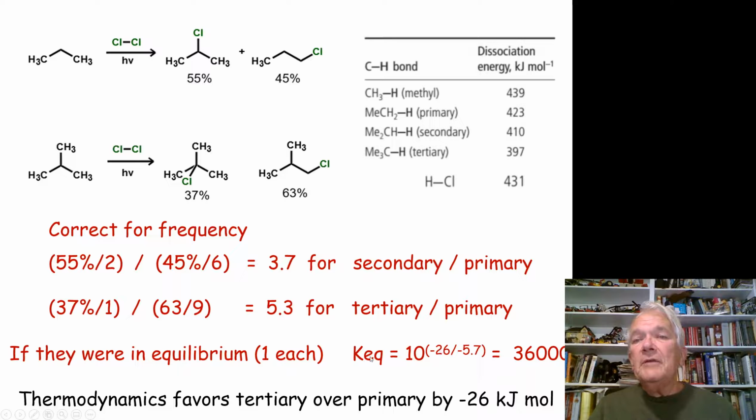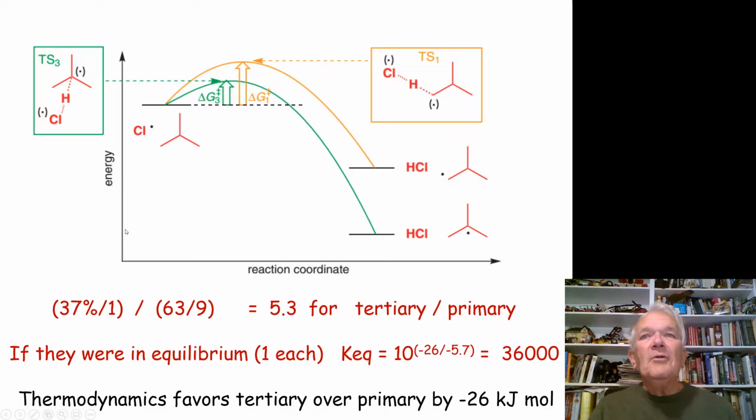So to calculate the equilibrium constant between the radical differences, you take 26 divided by 5.7. 10 to that number is 36,000. So if they're in equilibrium, it would be 36,000. So even though tertiary is favored, this 36,000 is a huge difference. We're nowhere near equilibrium. So let's see how this works.